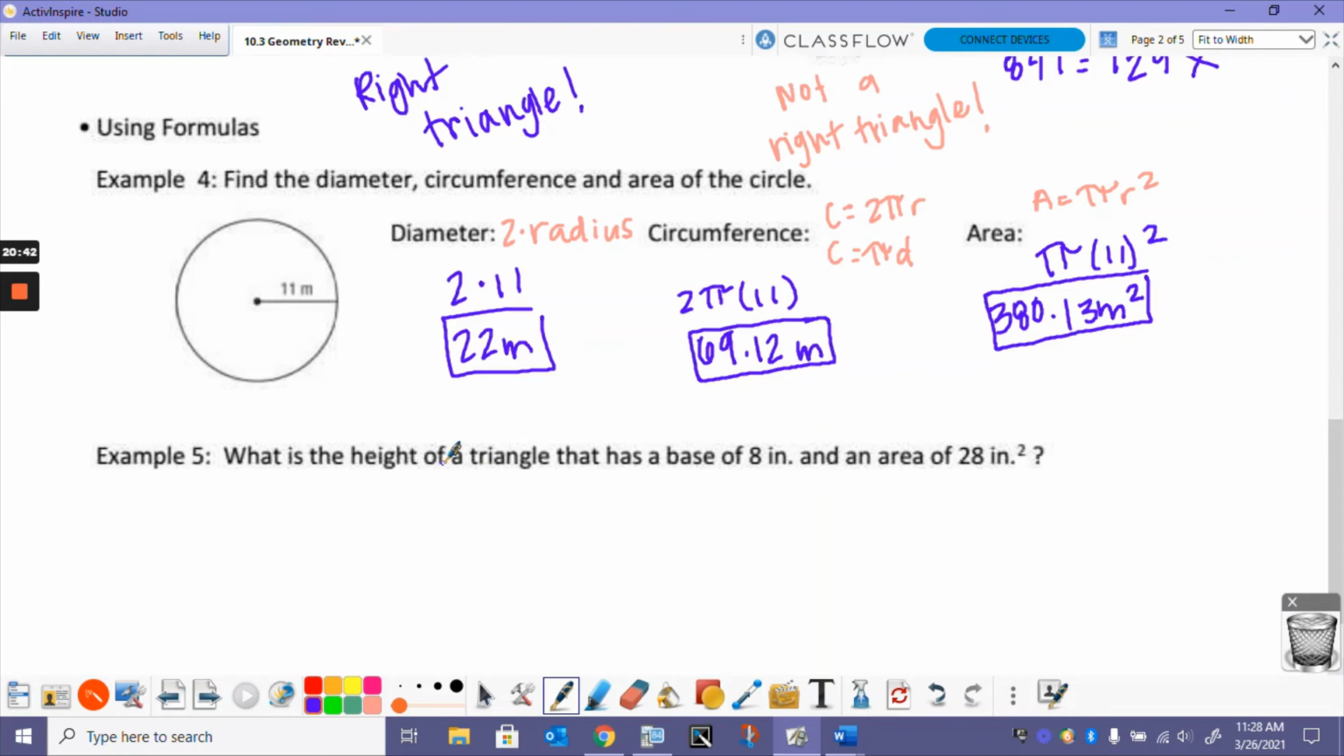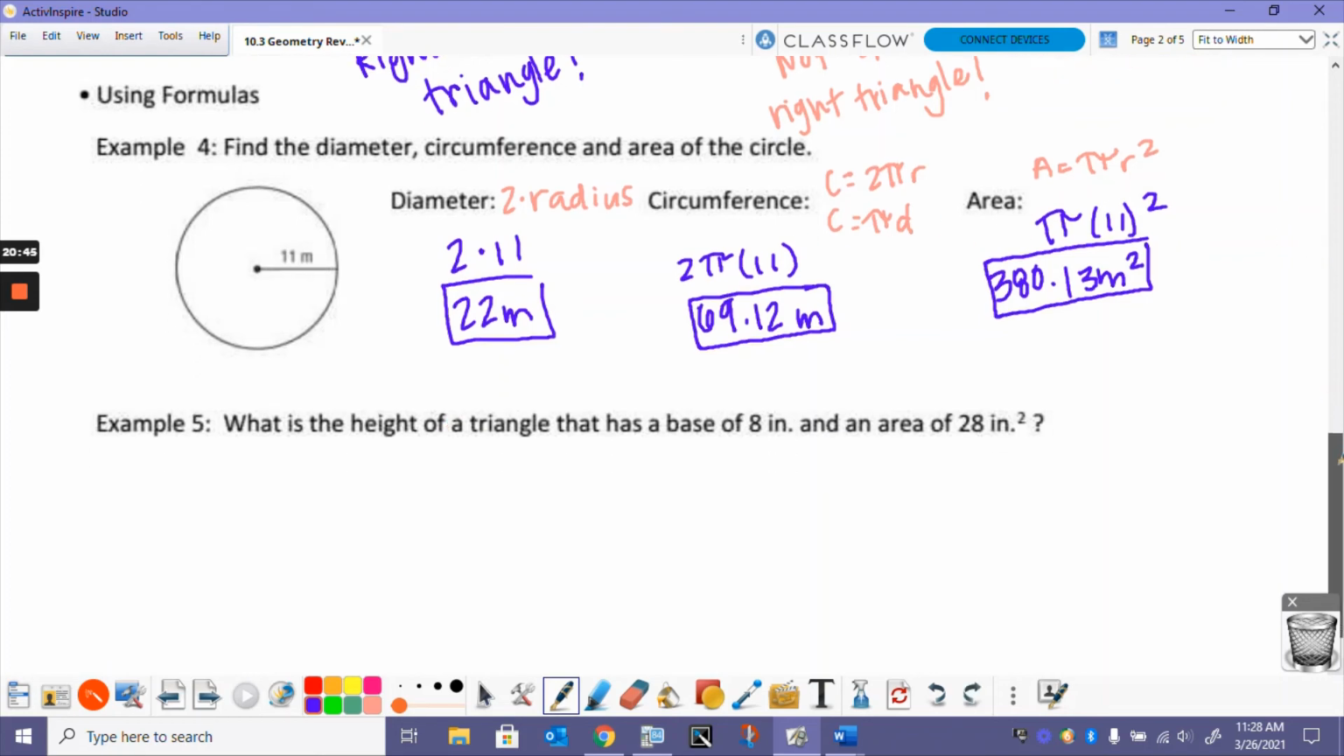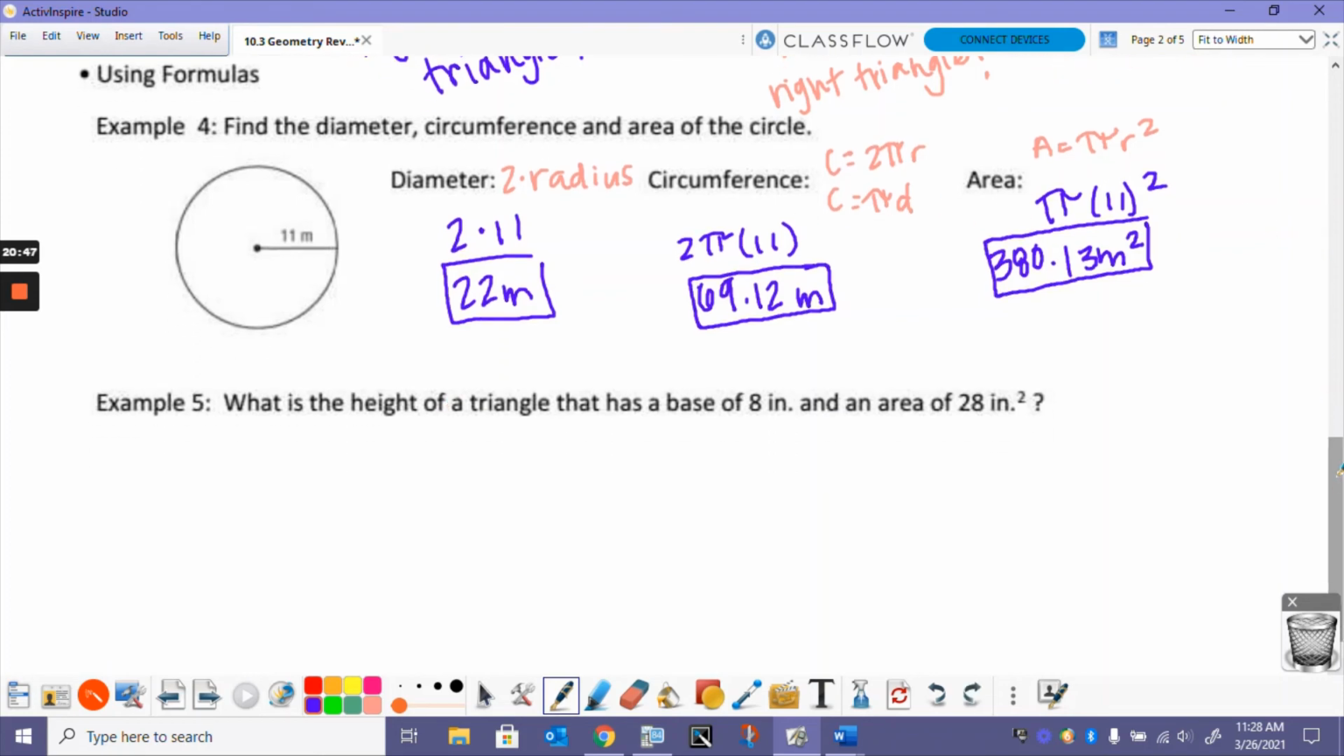All right, let's look at example 5. What is the height of a triangle that has a base of 8 inches and an area of 28 inches squared? We know that the area of a triangle is equivalent to 1/2 base times height. So if we know the area is 28 inches squared and the base is 8 inches, we can use this formula to plug in and solve for our height.